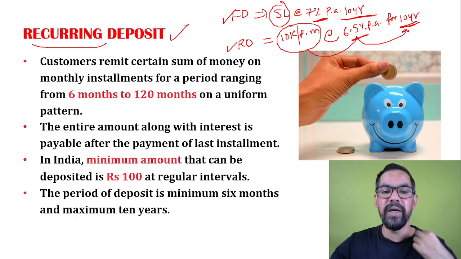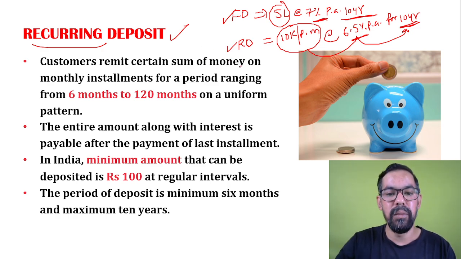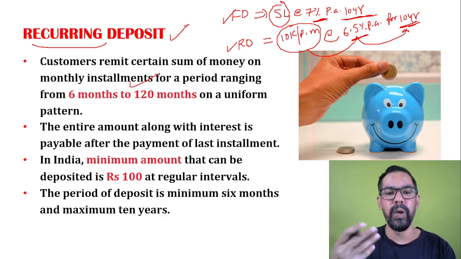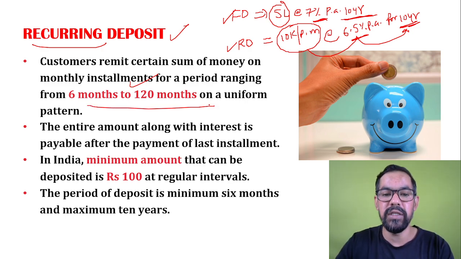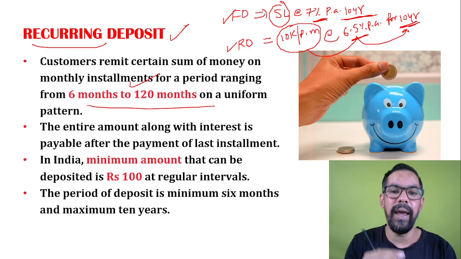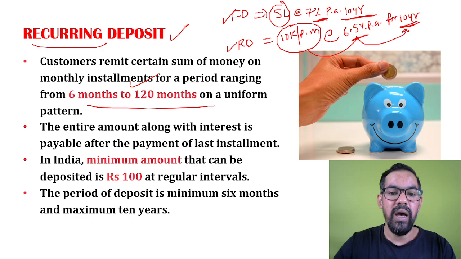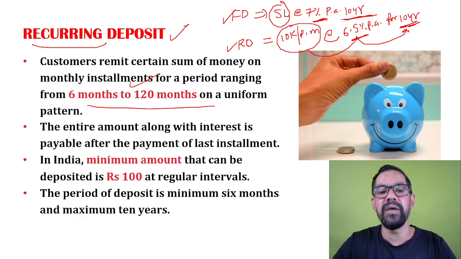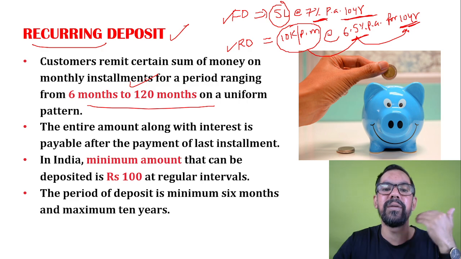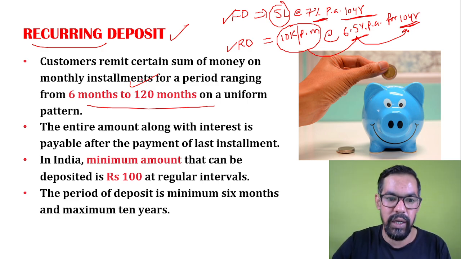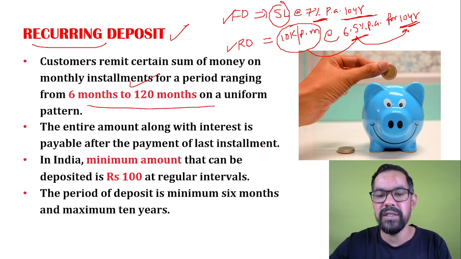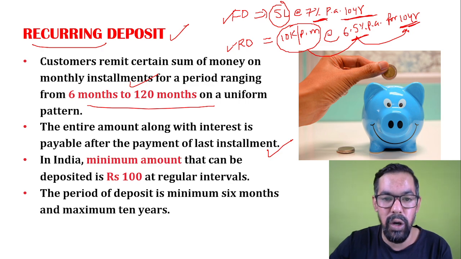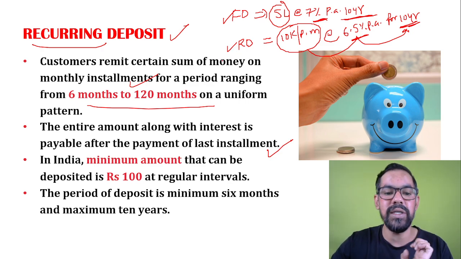The customer remits a certain sum of money in monthly installments, or it can be quarterly, half yearly or yearly as well, for a period ranging from 6 months to 120 months, which means 10 years. So the minimum RD time duration is 6 months and the maximum is 10 years, on a uniform pattern. Uniform pattern means if your installment is monthly, it will remain monthly, or if it is quarterly, it will remain quarterly. The entire amount along with interest is payable after the last installment. So after the 120th installment, you will get principal as well as interest.